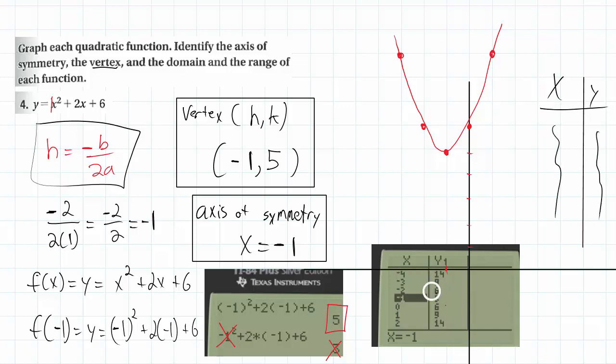But if you want to do it by hand, you don't need to do all that on your calculator. You can just plug the x values by hand. Either way, do what you got to do to get a good sketch of that graph.